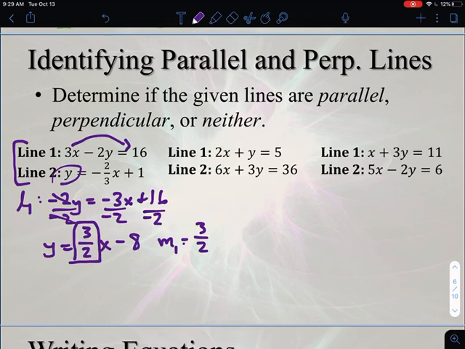If I look at my second equation, y is already completely by itself, which means I don't have to do anything with this equation. So for line 2, y is equal to -2/3 x plus 1. There's nothing that needs to be done with it. So all I have to do is identify slope. So if I look here, I get -2/3 for my slope.